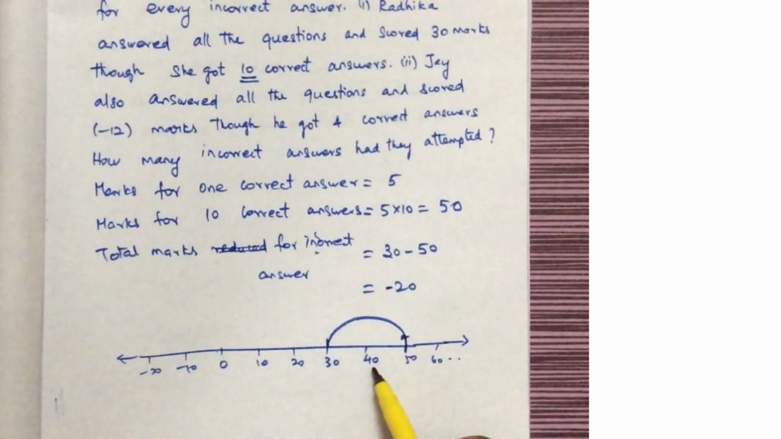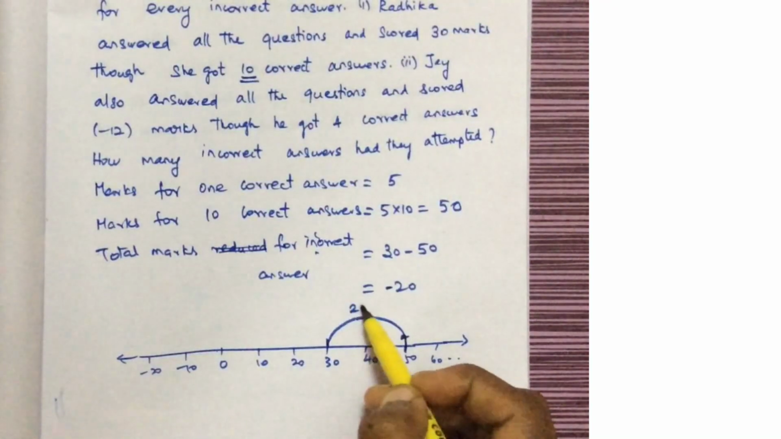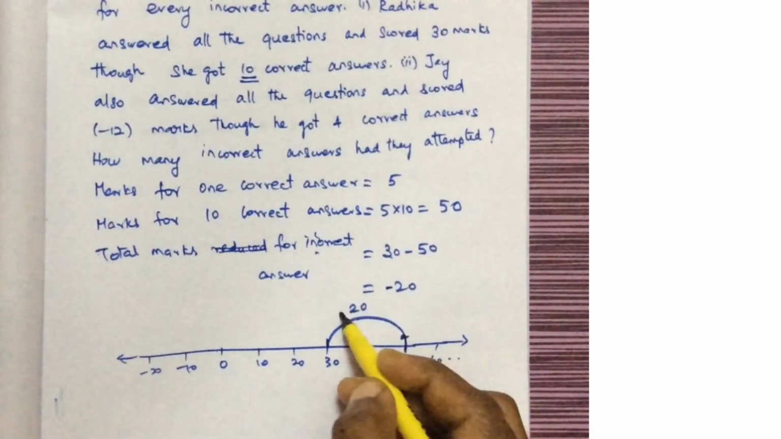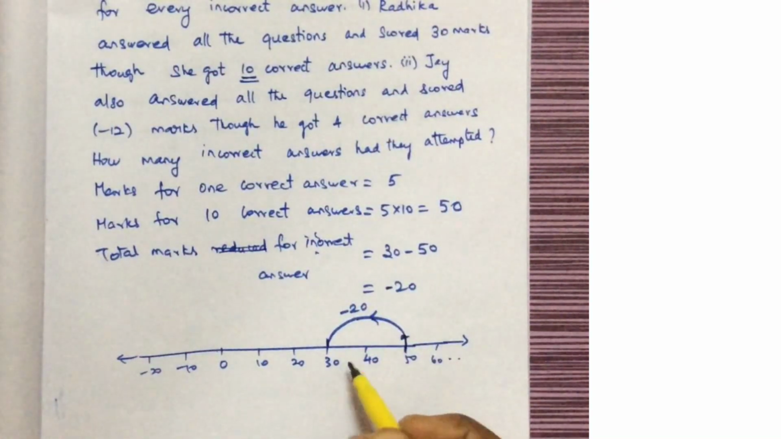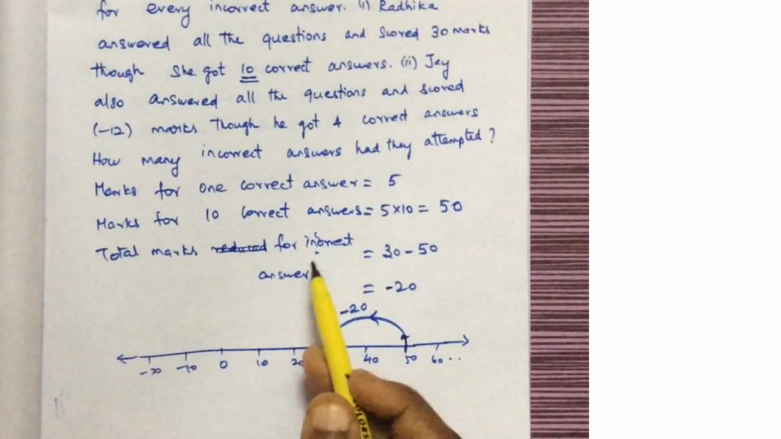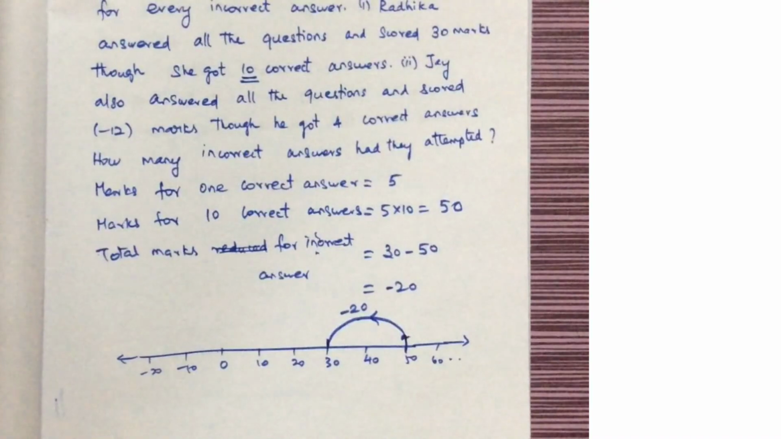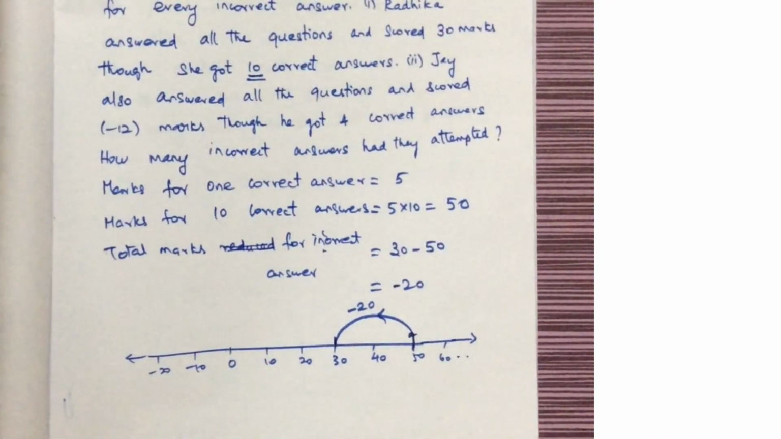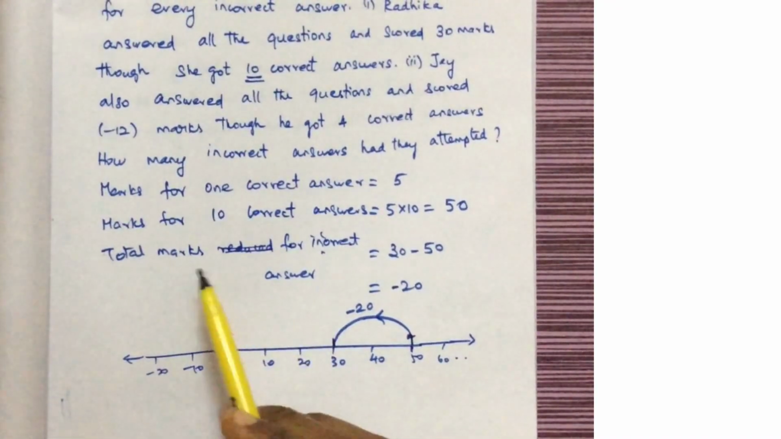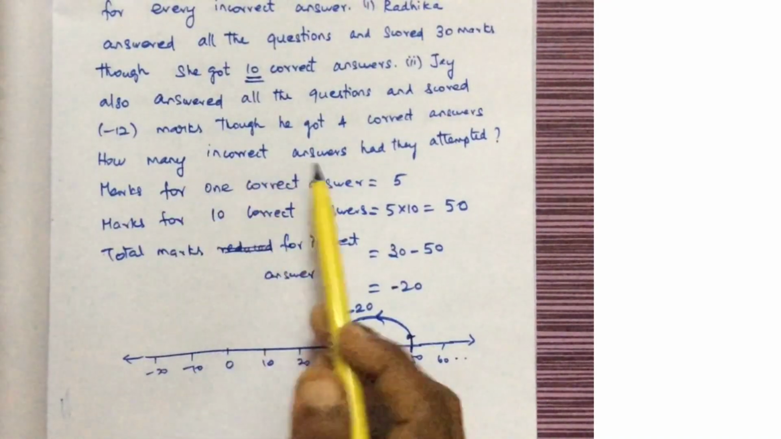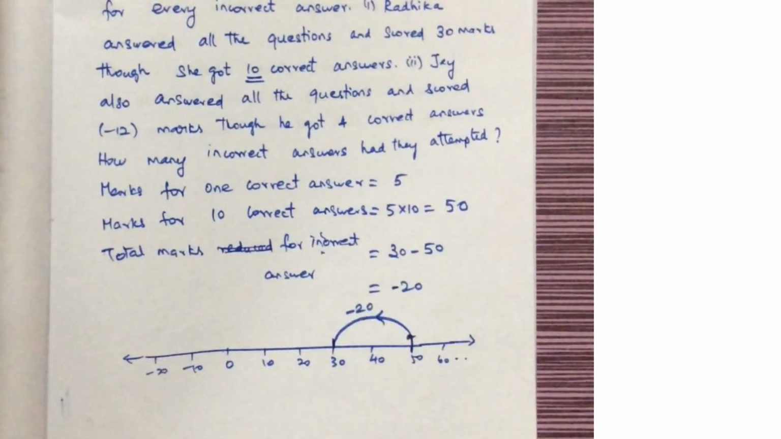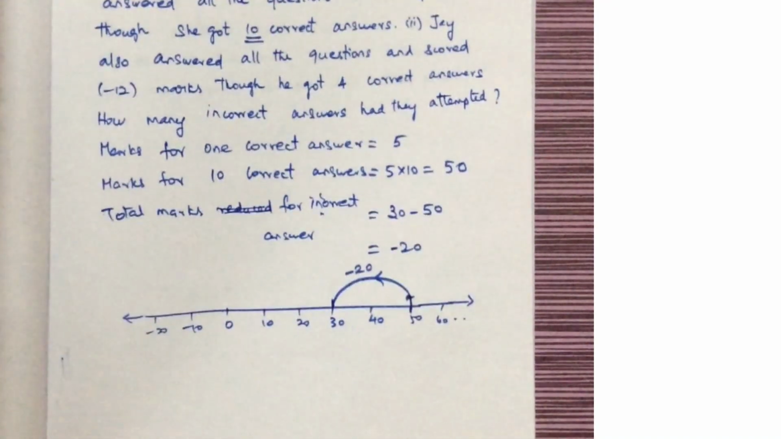50 to 40, 10, 40 to 30, totally 20 steps in the left direction. Okay, this is reducing. So the total marks for incorrect answers is minus 20. In this way also we can learn. The next thing you have to find is how many incorrect answers they attempted, the total number of incorrect answers.